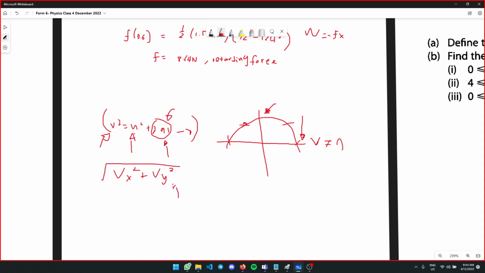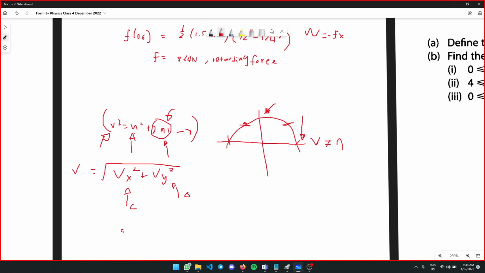The Vy changes, but Vx remains the same. So this is a constant and this changes. If you're asked for the speed at this part, you have to calculate the whole thing using the square root. But if they ask only for a component, you can just use the component formula.